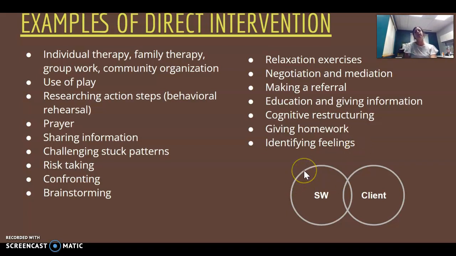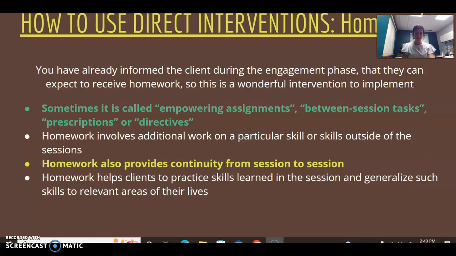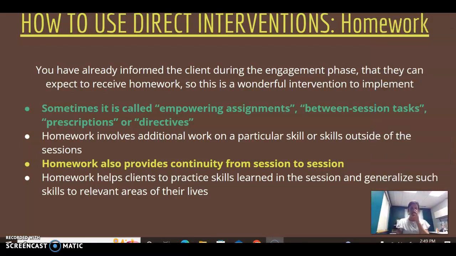So really, if you're thinking about what a direct intervention is, it's something that the social worker and the client engage in directly with each other. So let's talk about how to use homework. You've already informed the client during the engagement stage that they are going to have the expectation that homework will probably occur at some point in their services. So this is a wonderful intervention to implement.